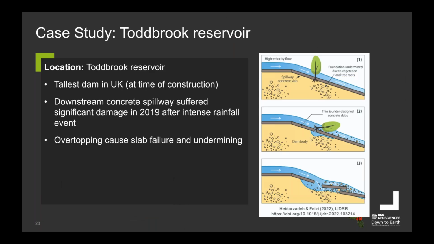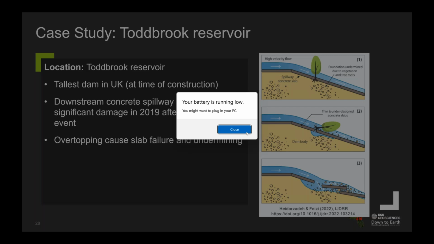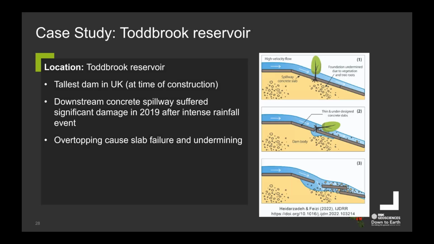Hopefully most of you will remember the Toddbrook Reservoir disaster back in 2019. There was a series of unfortunate events that included high rainfall, much like we had over the last weekend, which caused an overtopping of the dam structure and caused an overall failure of the spillway structure. And this involved the evacuation of 1,500 people from the downstream town of Whaley Bridge in Derbyshire.